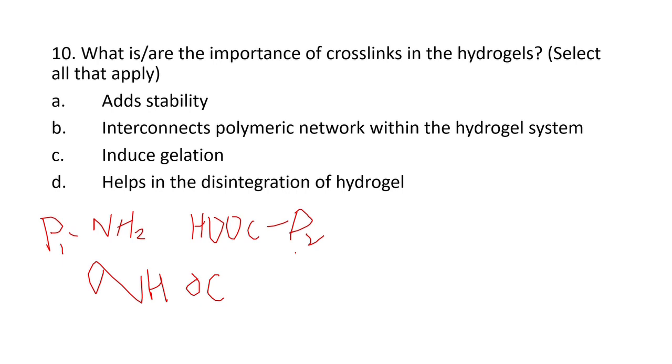And this bond formation only will lead to the formation of a gel. So mixing of two polymers alone is not enough to form a gel. You need a particular cross-linker to form a gel. It may be a physical cross-linker or a chemical cross-linker, or the polymer should have functional groups that will react together to form bonds and thereby form a gel. So the options are option A, B and C.